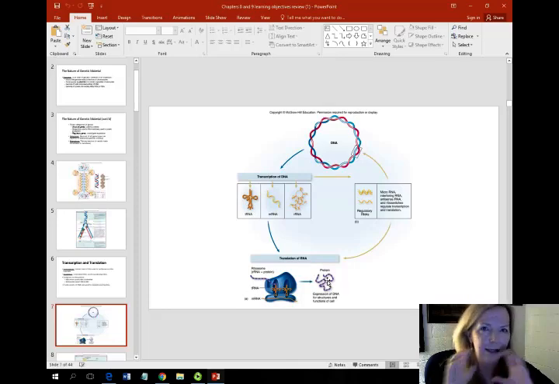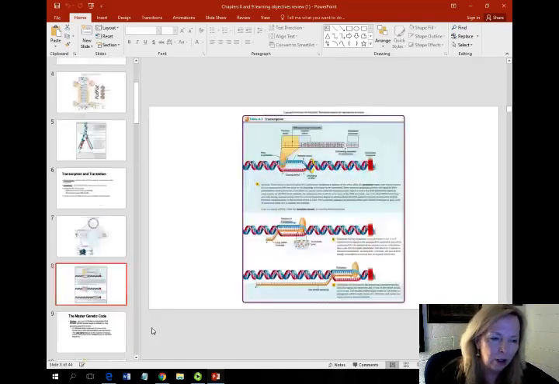So this is, in a nutshell, how we get from understanding that DNA holds all the information for all of our inherited traits, and every time your cells, which are essentially protein factories, every time they're making proteins, this is what has to have happened before this process can actually occur.